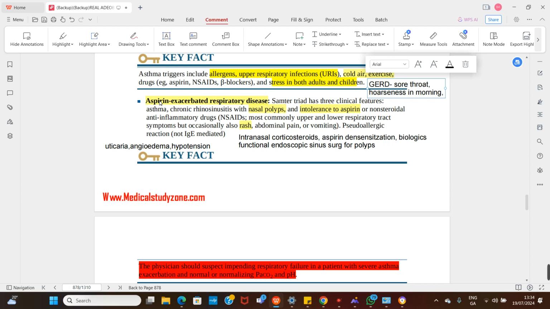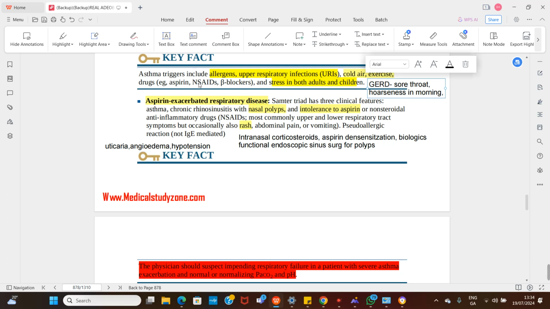There's what we call aspirin-exacerbated respiratory disease. It's a triad of asthma, chronic rhinosinusitis, and intolerance to aspirin, or any other NSAID.